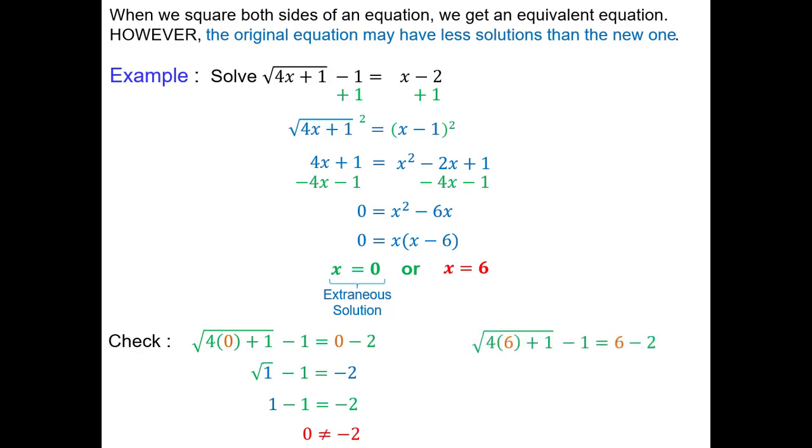While if we plug in 6, notice that the square root becomes the square root of 25 minus 1, while the right side is 6 minus 2, which gives me 4. Sure enough, 5 minus 1 is in fact 4. So that means that x equals 6 is the only real solution to this radical equation.